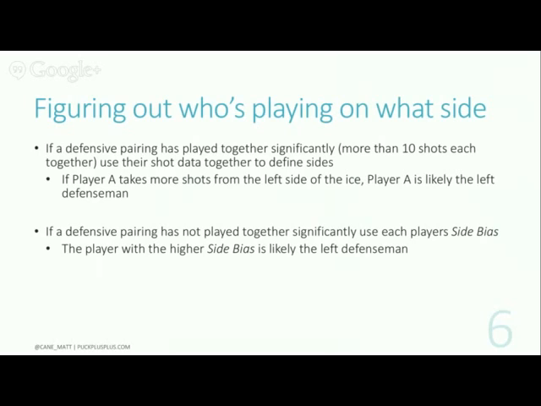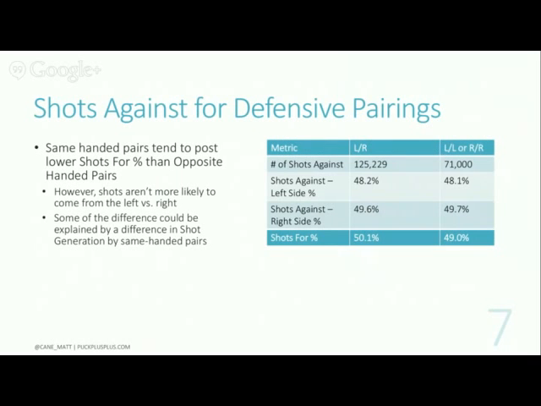So if we have enough data, if we have more than 10 shots, which is admittedly a completely arbitrary number, for each player, we're going to use that to figure out who's the left and right defenseman. If we don't, if players are only out there for a few shifts a year, if they're not really shooters, we're going to use their overall data. So we're going to look at, for their whole season, who tends to take more shots from the left and the right.